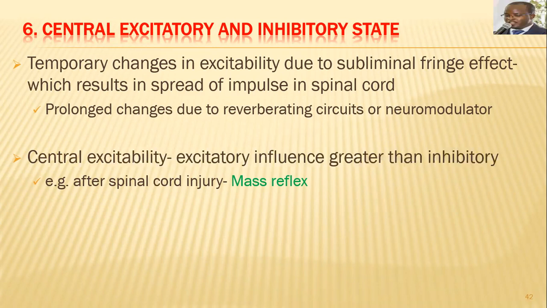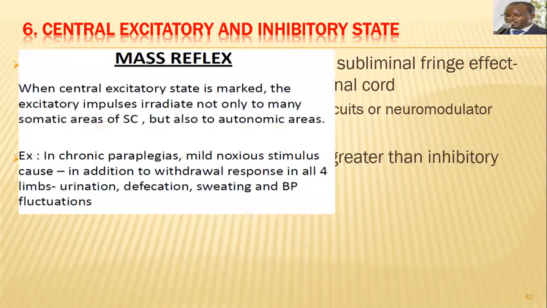So with central excitability, you find that the motor part of the spinal cord is stimulated, and you can also stimulate the autonomic nervous part, because of the central excitability that can be due to some injuries. Then you have a generalized response to a stimulus, which brings about mass reflex. When the central excitatory state is marked, the excitatory impulses irradiate not only to many somatic areas of the spinal cord, but also to autonomic areas.